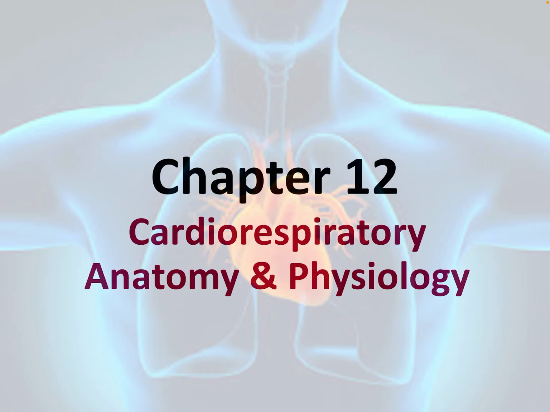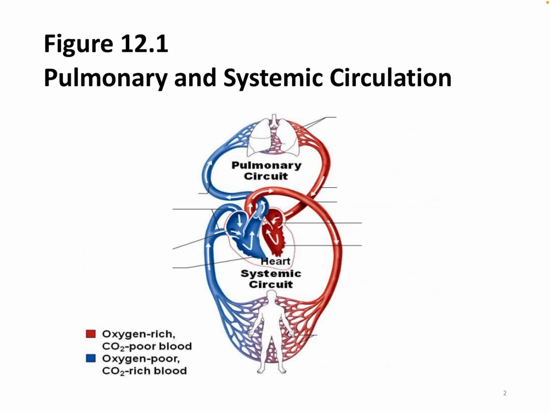For Chapter 12, we're looking at cardiorespiratory anatomy and physiology. And this is another longer chapter like Chapter 11. So I'm going to break it up into different chunks of videos, and I encourage you to pause and take breaks whenever you want as you go through. We'll start with our bit of anatomy, and we'll look at the pulmonary and systemic circulation.